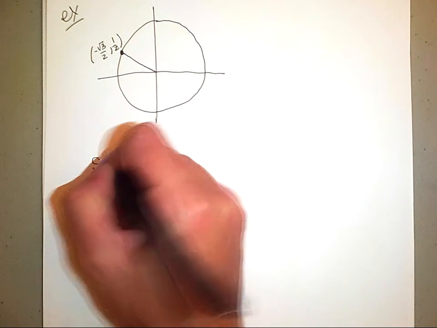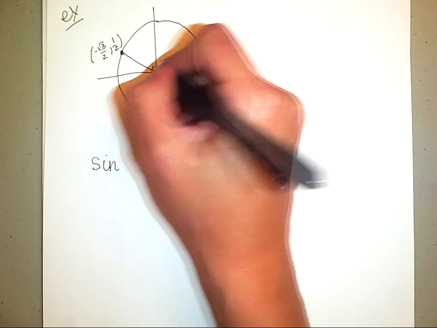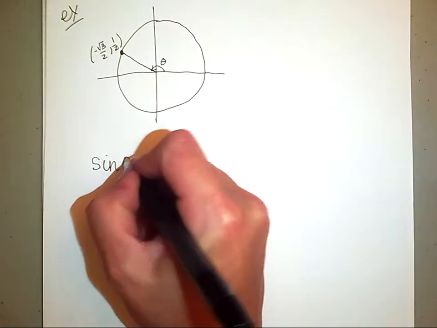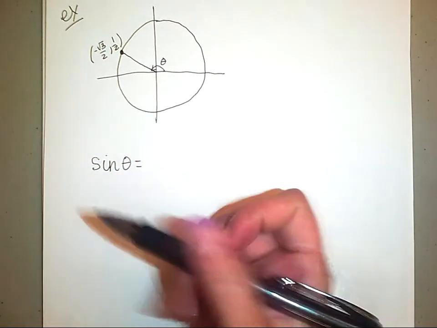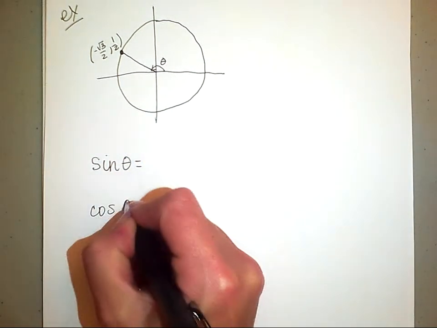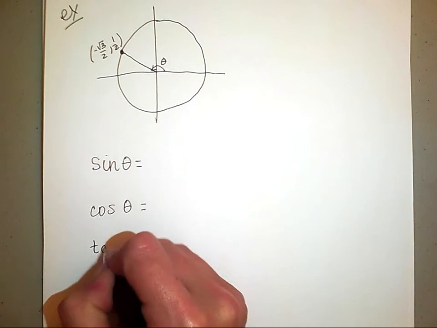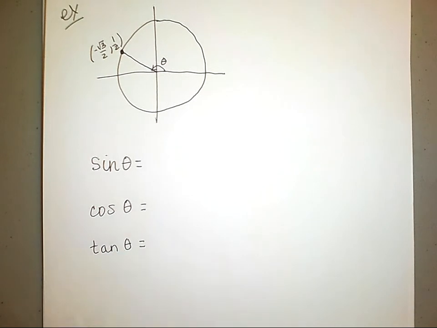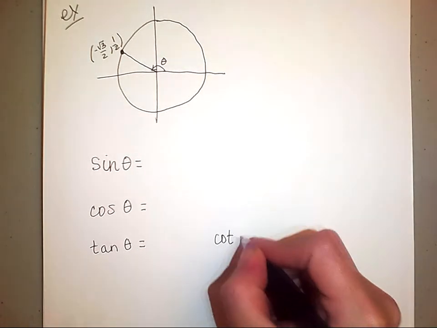So I like to set it up. What should we call this? Theta? Okay. So we'll know that the sine of theta, and then I do the cosine of theta, and then the tangent of theta. And then I write in the reciprocals. So the tangent, it's very easy to remember that the cotangent goes with that.